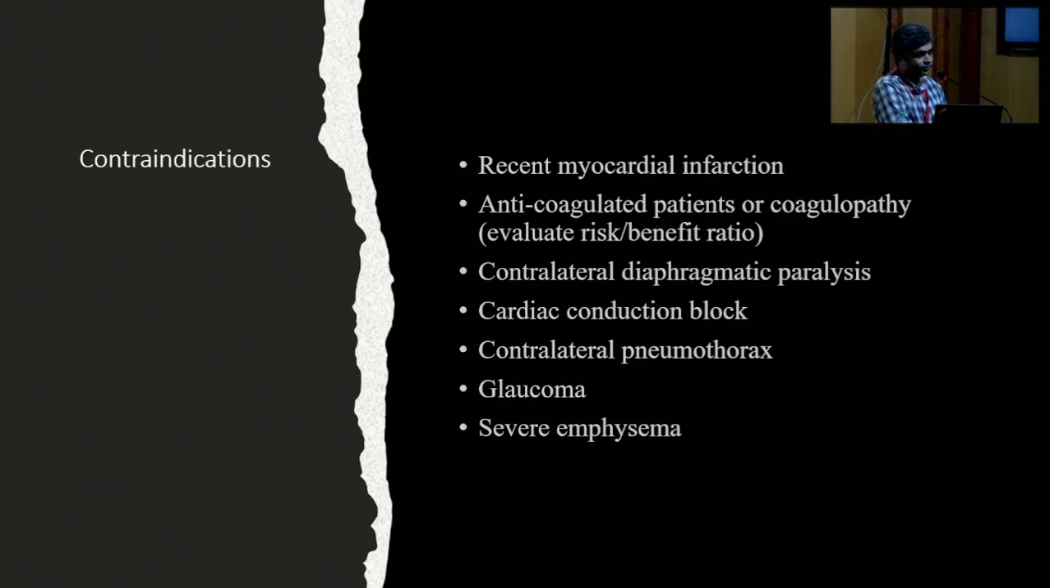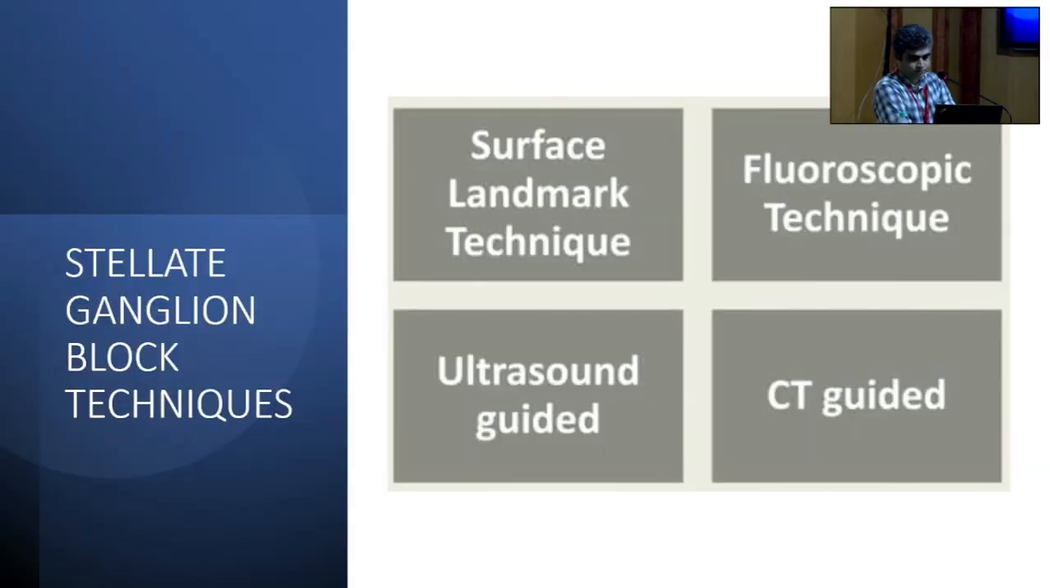But there are still a few contraindications. One is recent MI, the anticoagulant patient or coagulopathy, contralateral diaphragmatic paralysis, because then you may block the same side ipsilateral phrenic nerve also, cardiac conduction block, contralateral pneumothorax, because you may puncture the pleura while performing this block. Then glaucoma is one of the contraindications, and if the patient has severe emphysema.